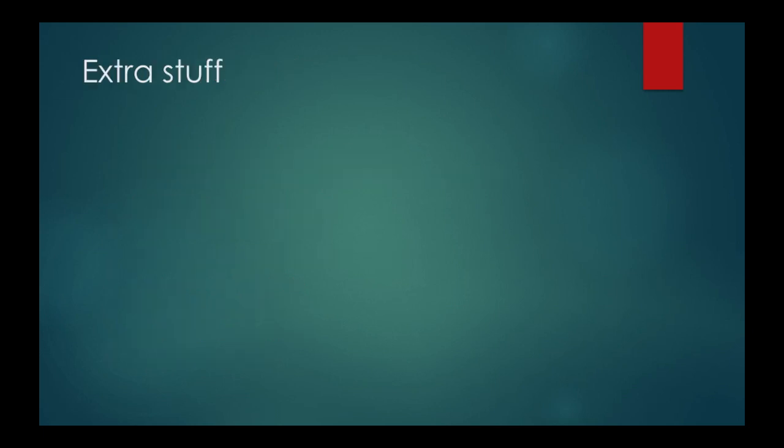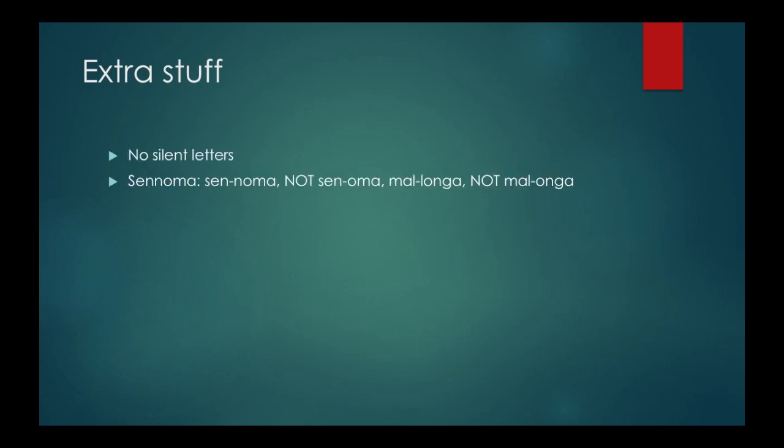This last slide is just a couple random extra tips to pay attention to. There are no silent letters in Esperanto. Also, when letters are doubled, you pronounce both of the letters, such as sen-noma. Make sure you pronounce both of the N's and you don't say sen-oma. Same with mal-longa, not mal-onga. There's a little bit of a difference. Often when you're speaking quickly, you can't hear it, but it is noticeable sometimes.